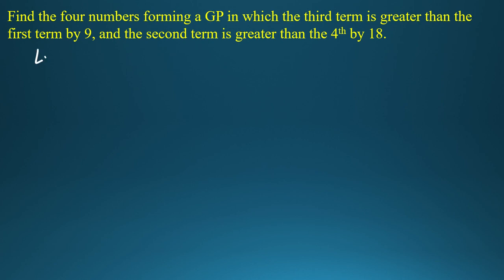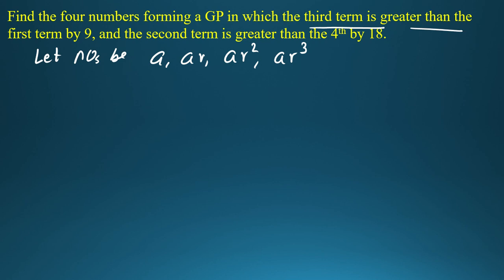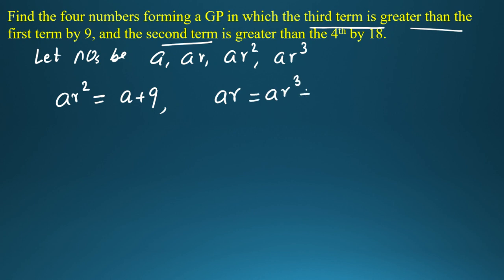So what we are going to do here, let the numbers be a, ar, ar square and ar cube. Okay, these are the four numbers. Of course it is forming a GP. Now what condition have they given? The third term is greater than the first. So what is the third term? ar square is greater than the first term by 9. So this is the first equation, and the second term is greater than the fourth term. So the second term, ar, is greater than the fourth term, ar cube, by 18.